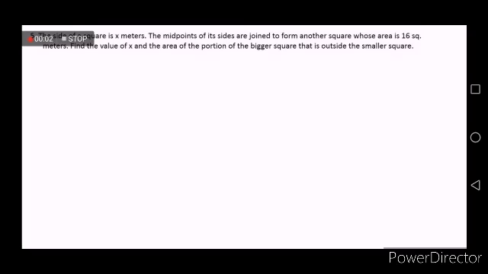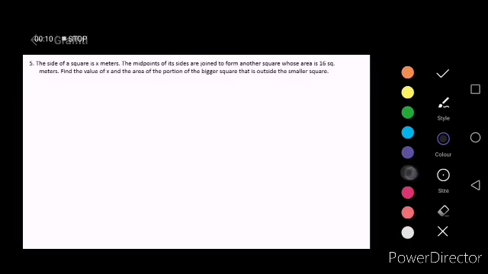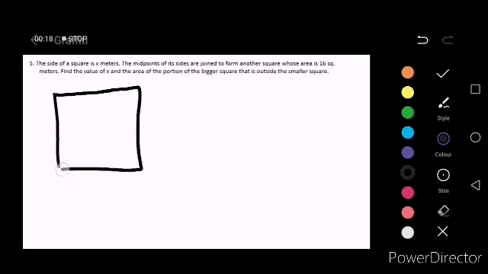So here, we need to read first. Nakakabaliw na. So, we have here the side of a square with x meters. So, ibig sabihin magdodrawing tayo ng square. Ayan. At, anong sukat ng mga sides niya? X daw. X meters. Okay. Ngayon, yung midpoints daw, the midpoints of its sides are joined to form another square. So, midpoint ito, midpoint ito, midpoint ito, midpoint ito. Gawa ka daw ng another square.